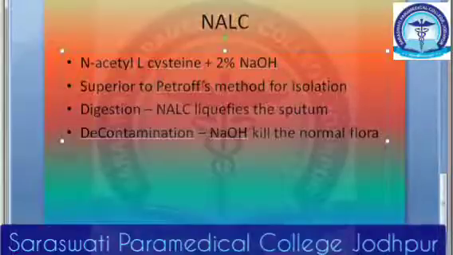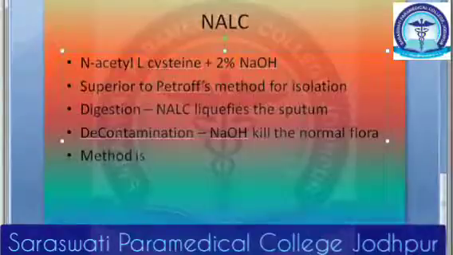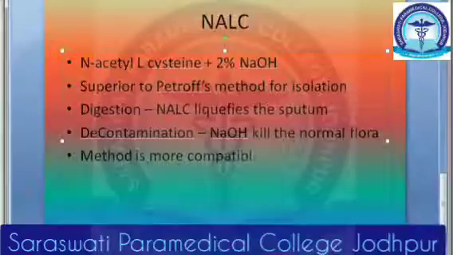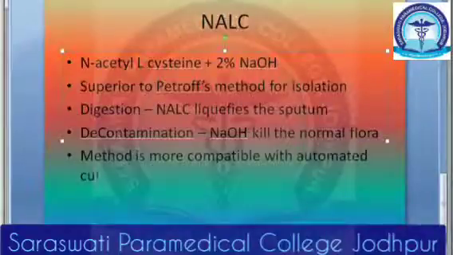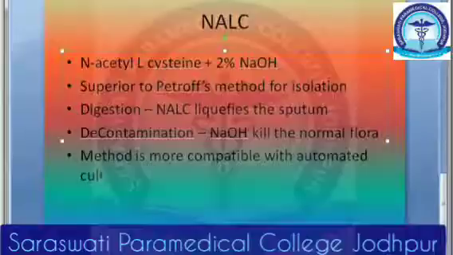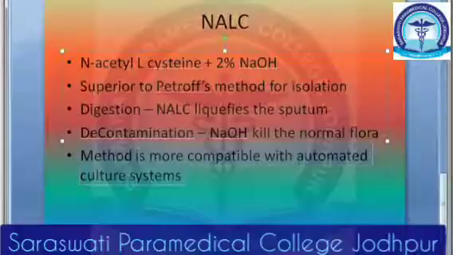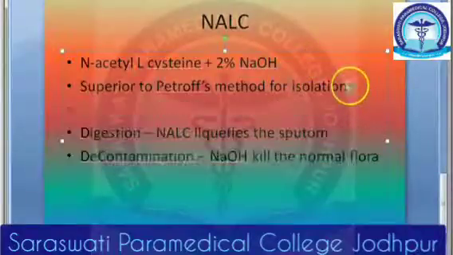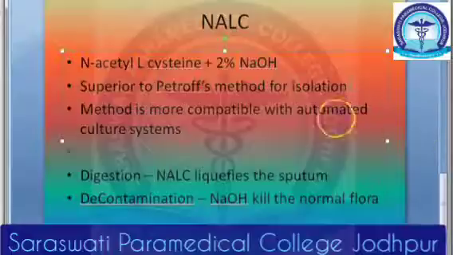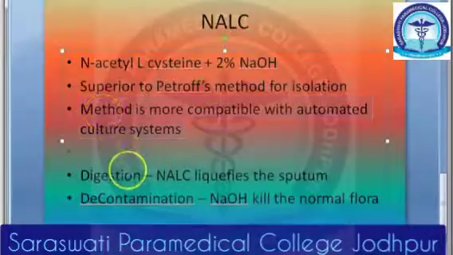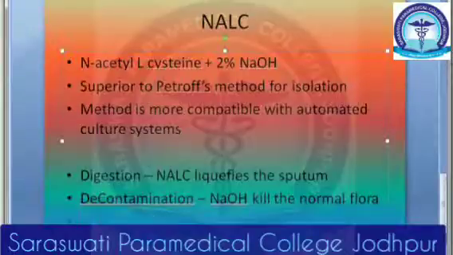So then what happens to concentration? That they didn't mention here. It is more compatible with automated culture systems. This method is better and it is more compatible with automated culture systems. Very good. So it is superior to Petrov's method. It is more compatible with automated culture systems. Then what else we should see?